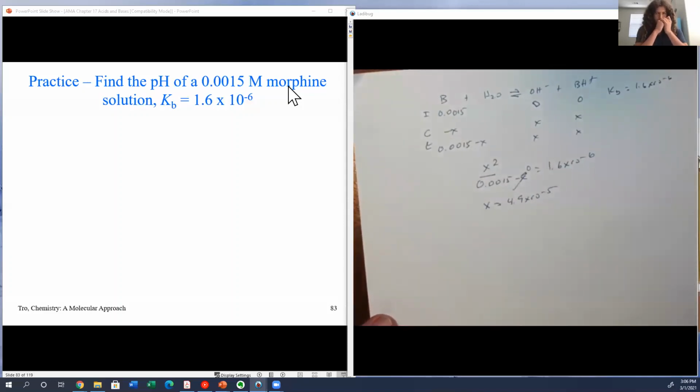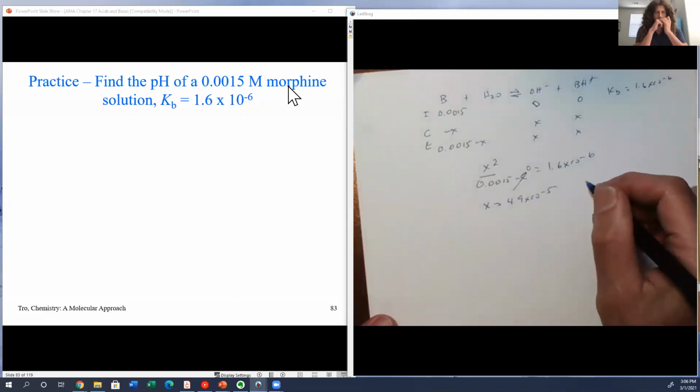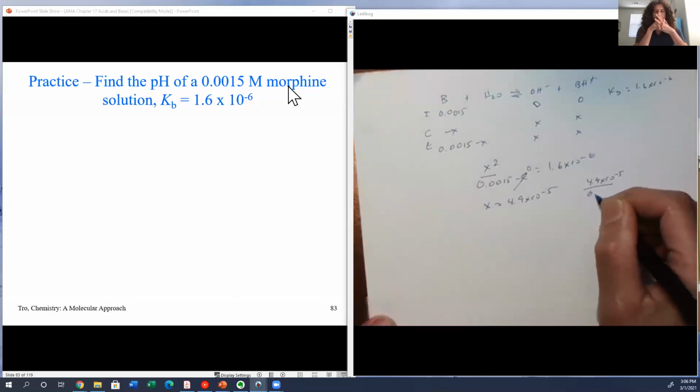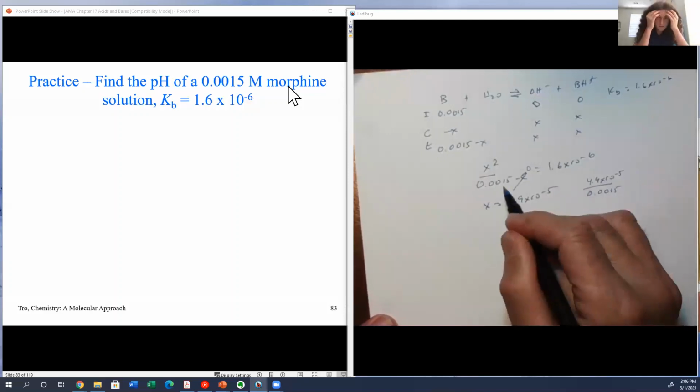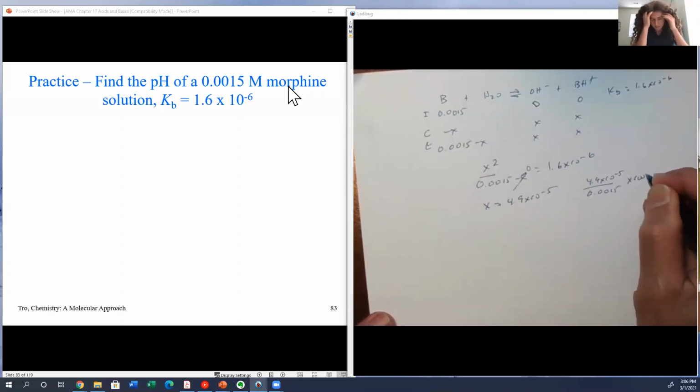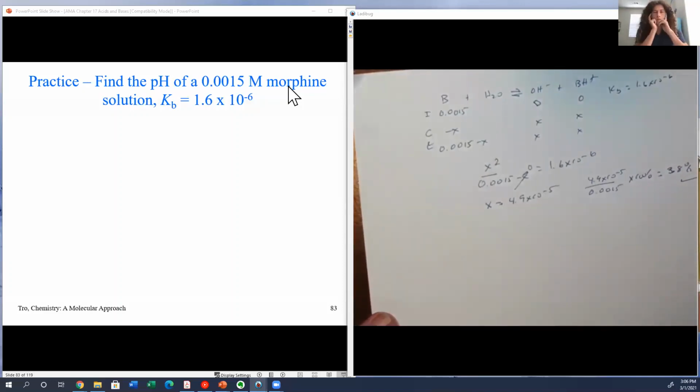Then I want to check my x small approximation. 4.9 times 10 to the minus 5 divided by 0.0015, because that is kind of a dilute initial concentration. If I multiply that out, I find that it's equal to 3.8%. So I'm good.